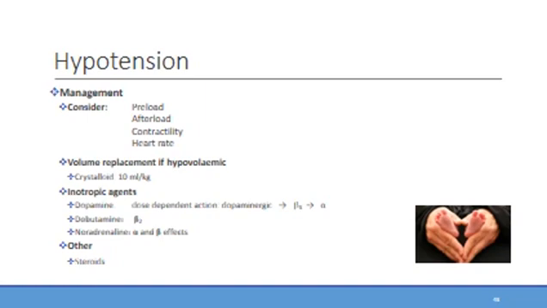Dobutamine has mainly beta-2 effects, and it increases the myocardial contractility, but it also leads to reduced systemic resistance, which can paradoxically then decrease the blood pressure but increase the organ perfusion. So it's a question of balance.